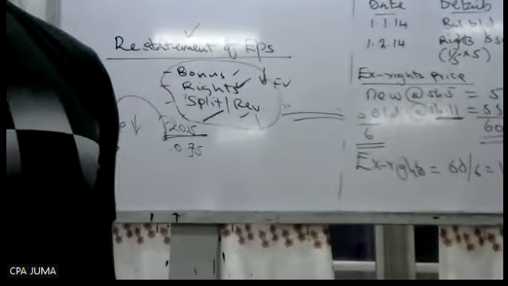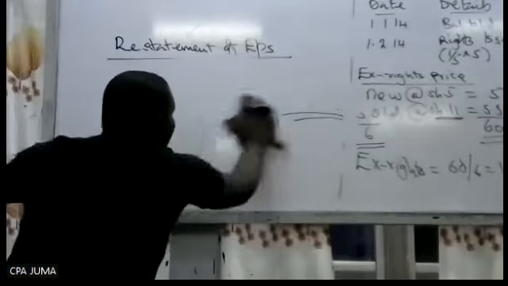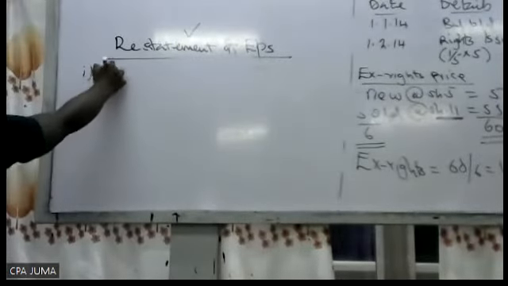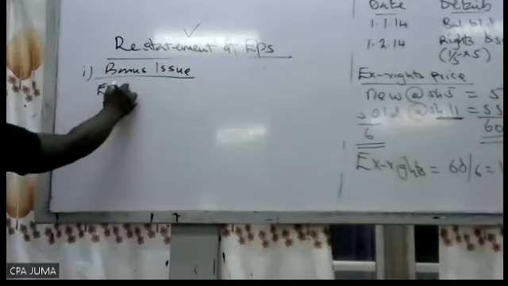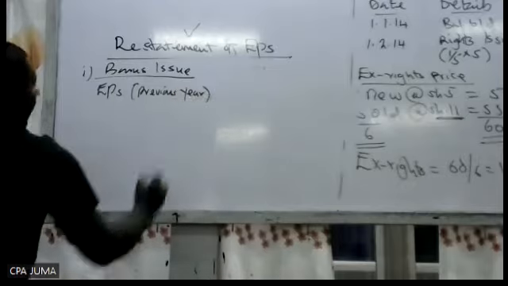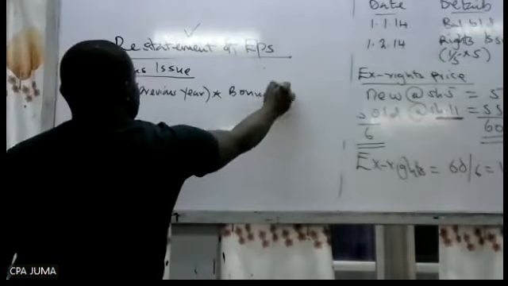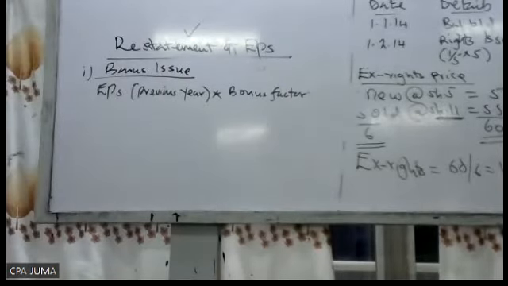under Roman 1, bonus issue. So how do you restate EPS if it is a bonus issue? This is how you restate. You take the EPS of the previous year, last year, then you multiply with what we call the bonus factor. That's how you restate when you have a bonus issue. You multiply by the bonus factor.